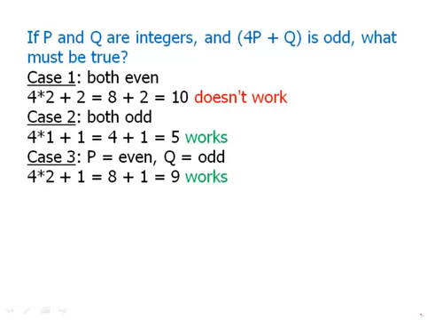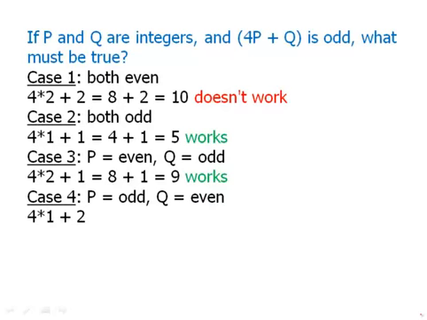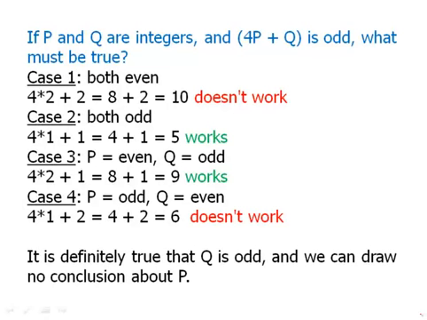So we have 2 cases that work. Now we'll try case 4. P is odd, q is even. We get 4 plus 2 is 6. That doesn't work. So what exactly is the pattern here? Notice that the cases that work are the cases where q is odd. If q is odd, then the expression is odd. And if q is even, then the expression doesn't work. So the conclusion that we can draw definitely is q is odd, and we really can't draw anything about p. It is definitely true that q is odd, and we can draw no conclusion about p.